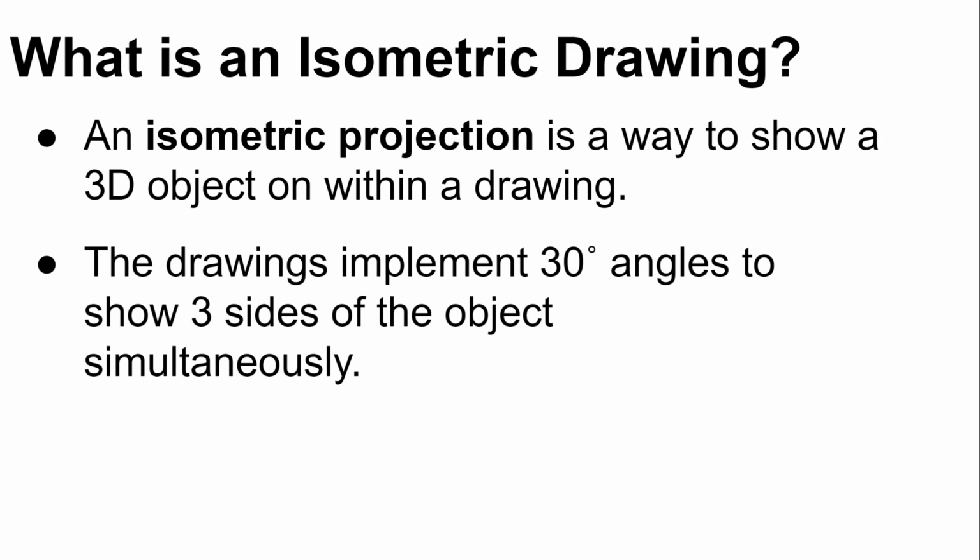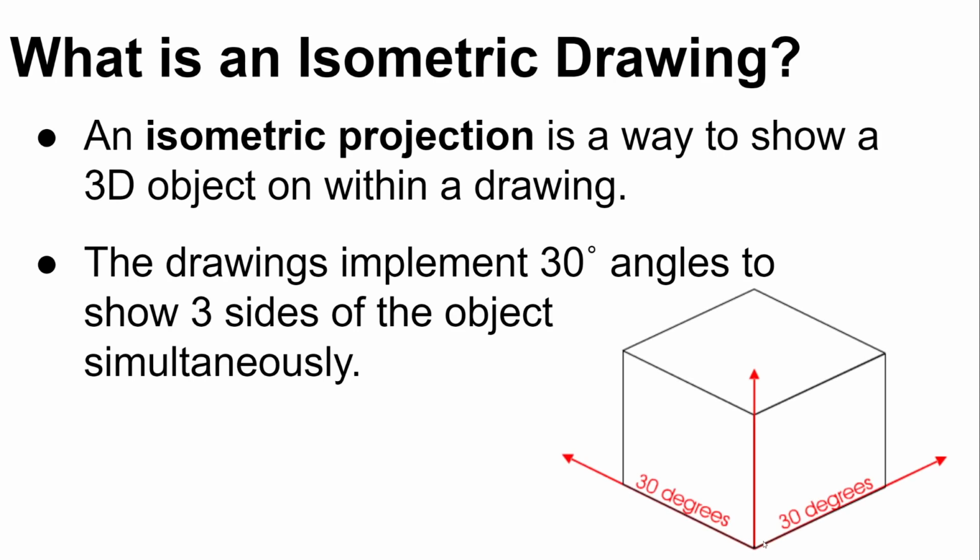It uses a 30-degree angle to show all three sides simultaneously. The easiest way to describe it is that off of the horizontal, you're going at 30 degrees, which is why we're going to use that 30-60 triangle in these practices. Some people describe it as having that 120 degrees between all three axes, but I feel the best way to understand it is to understand that that angle there is 30.